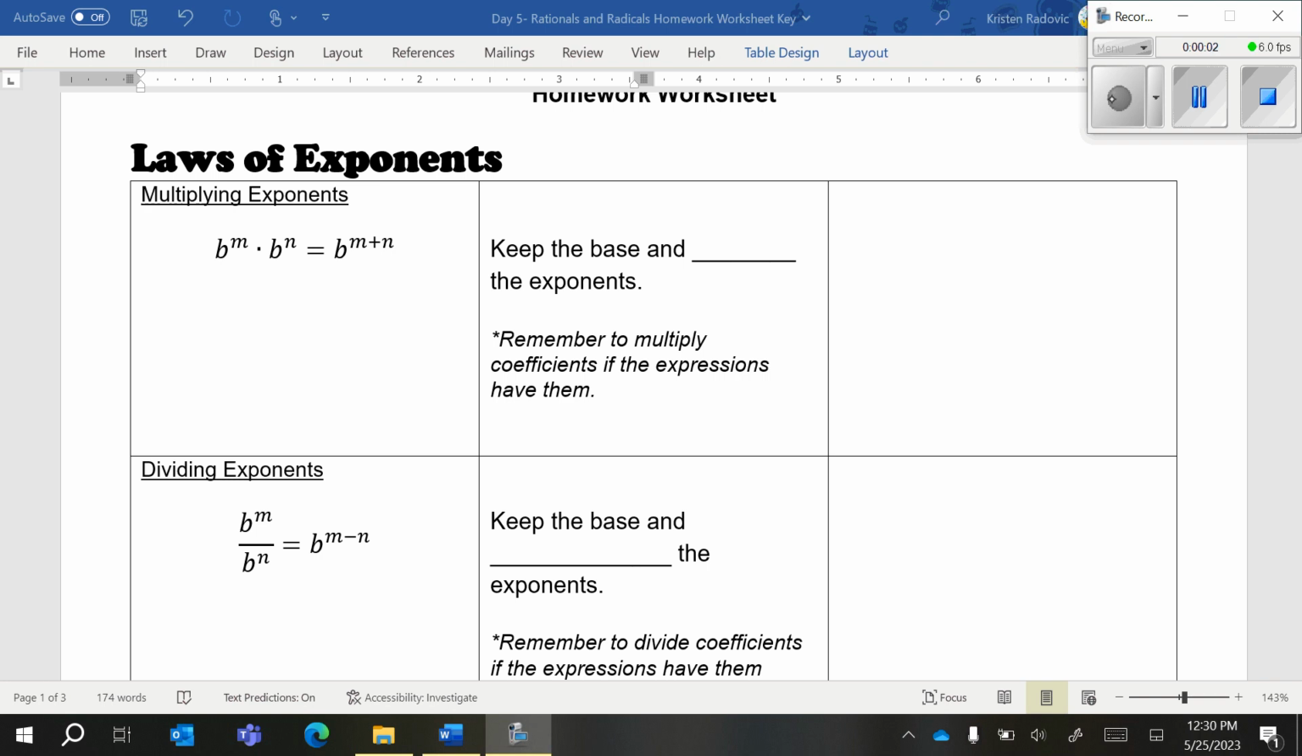Hello, we are going to go over your laws of exponents. When multiplying bases, you keep the base and add your exponents.